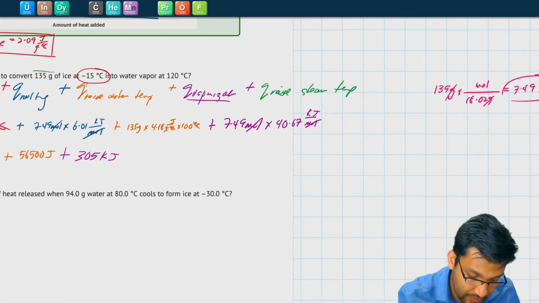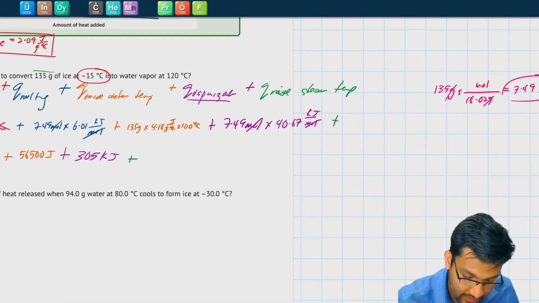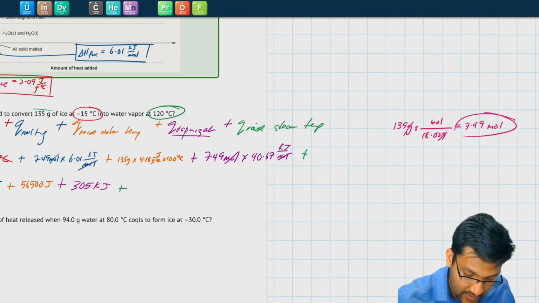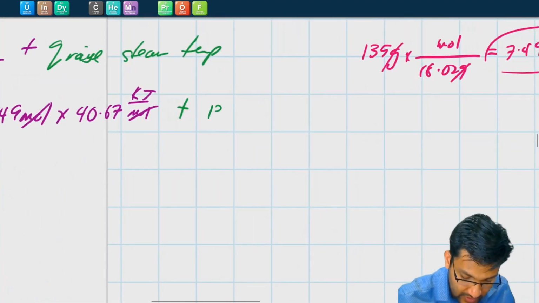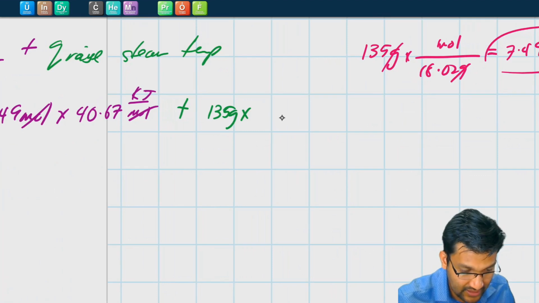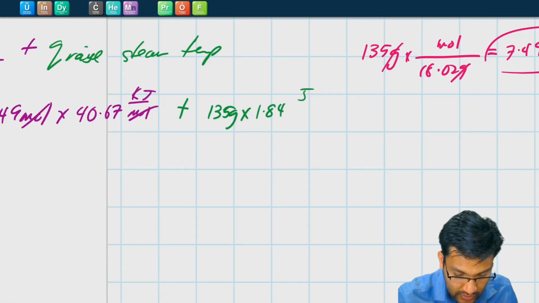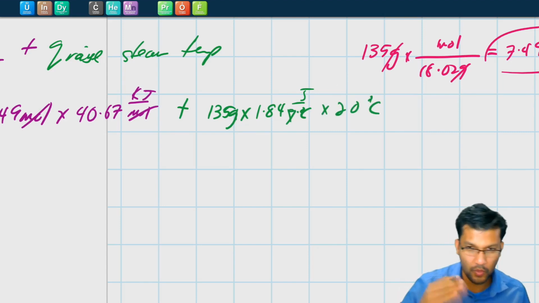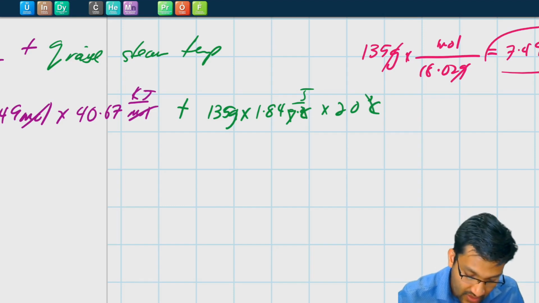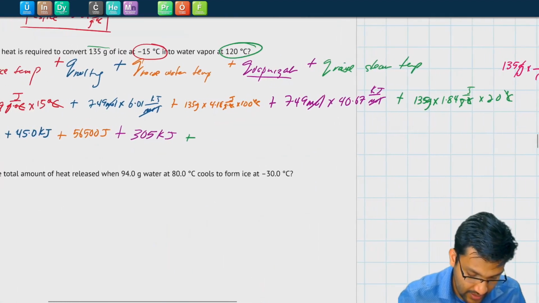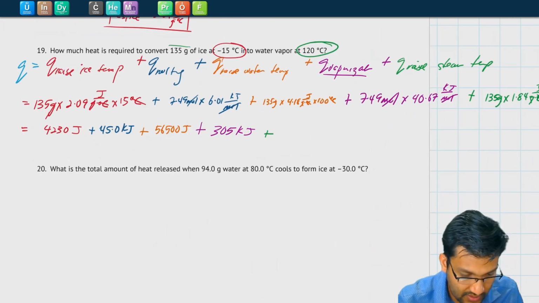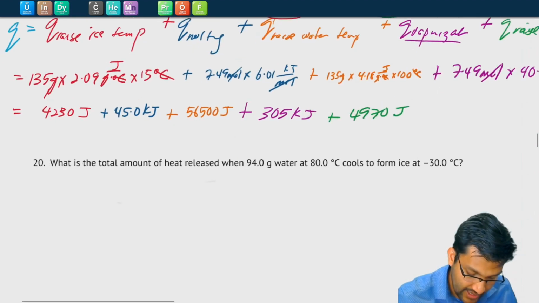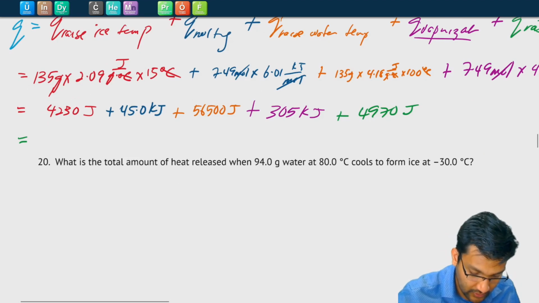Okay, and then finally the green step, which is raising the temperature of steam, right? We're going from 100 to 120 degrees Celsius. The mass is 135 grams. Specific heat capacity of steam, I believe, was 1.84 joules per gram per degree Celsius. So the grams cancel out. And again, the temperature change is 20 degrees Celsius because we're going from 100 to 120. So this all comes out to be, in joules, I believe it's 4970 joules.